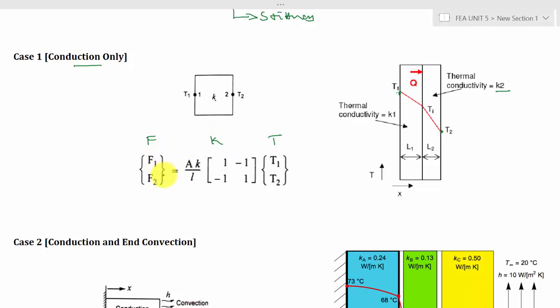Here F is the force vector. If any external load is applied, then we can consider F1 and F2. K is the stiffness matrix for conduction, given by AK by L. Here A is the cross-sectional area, K is the thermal conductivity, and L is the length of the element. T1 is the temperature at node 1 and T2 is the temperature at node 2. If the cross-sectional area is not given, then we can consider a unit cross-sectional area.